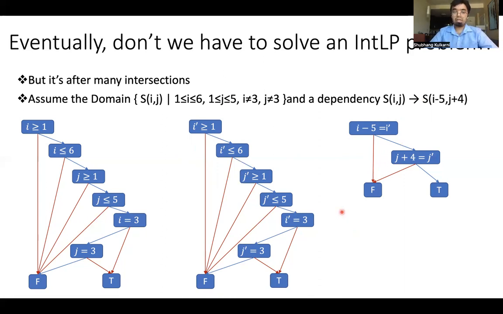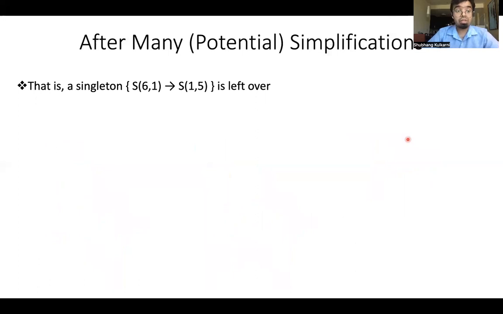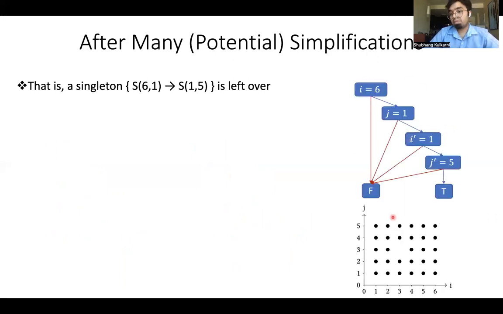And the way we relate all of these together is we intersect all of these PBDDs. So all the true nodes of the first PBDD, we point to the root of the second. All the true nodes of the second, we point to the third. All right, but now with many simplification operations, we find that only a singleton constraint is left over, there's only a single dependency that's left over. And in fact, this is represented by this very simple PBDD.